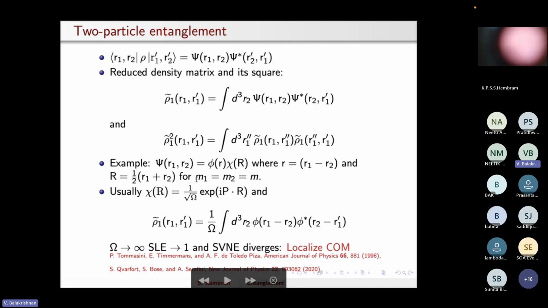So in order to understand all the details, one important thing that came out is the fact that unless the center of mass is localized, the reduced density matrix vanishes. Therefore, the SLE and SVNE diverge. So SLE always becomes 1, SVNE always goes to infinity, and therefore there was this result that one needs to localize this center of mass.